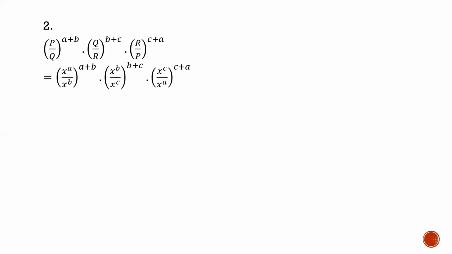In all the three parts, we have a division sign with similar base x, so we can apply the formula a to the power m divided by a to the power n, which is equal to a to the power m minus n. So applying that, we will have (x to the power a minus b) to the power a plus b, (x to the power b minus c) to the power b plus c, (x to the power c minus a) to the power c plus a.